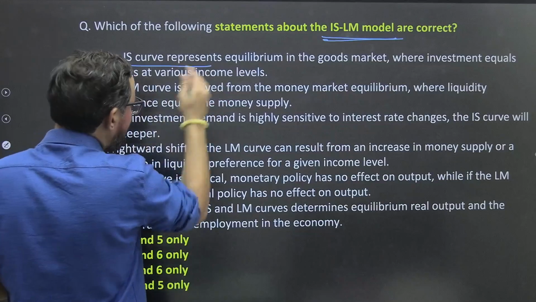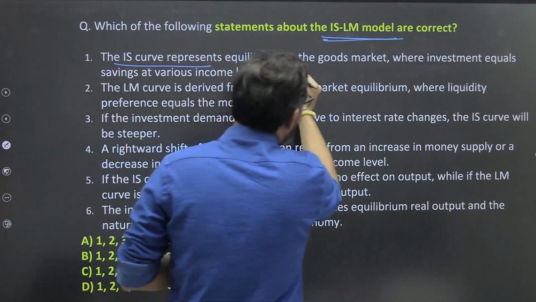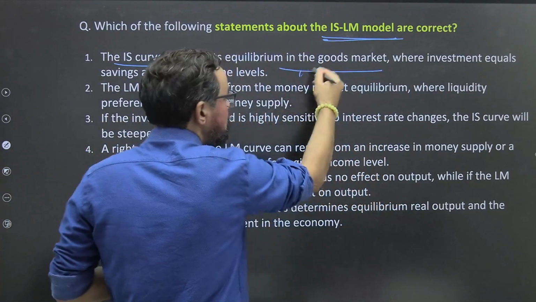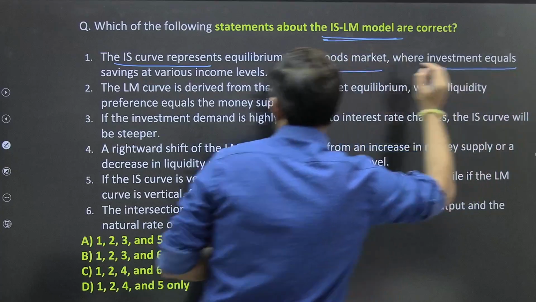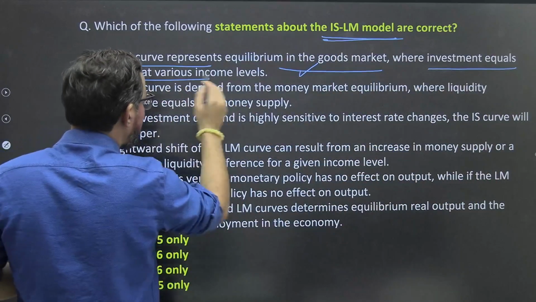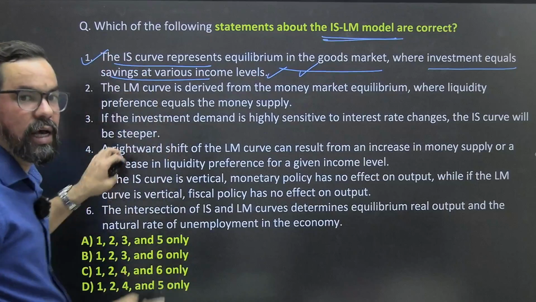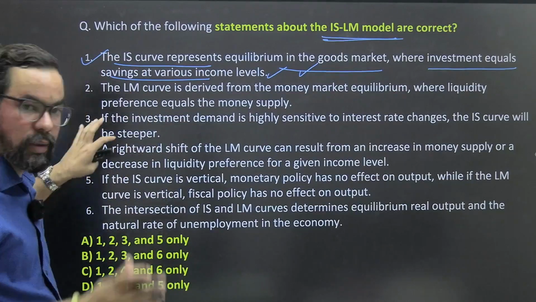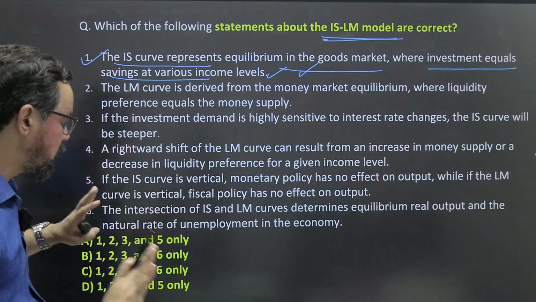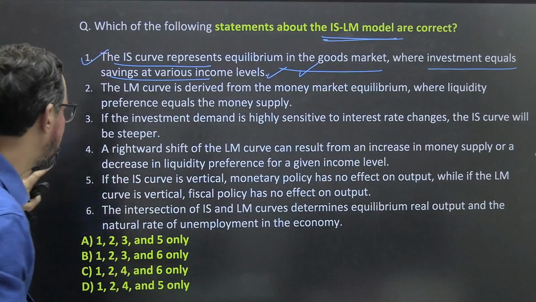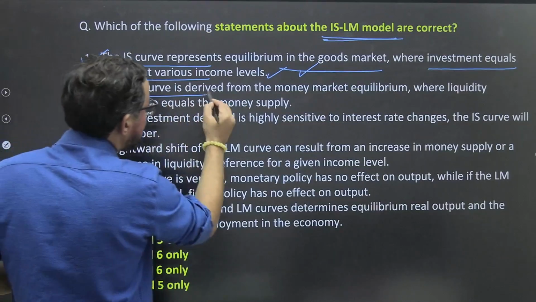The IS curve represents the equilibrium in the goods market, 100% true, where investment equals saving at various income levels. So statement 1 is correct. Why are these correct? If you haven't gone through this, then with the explanation only, you will be able to build your understanding. The LM curve is derived.